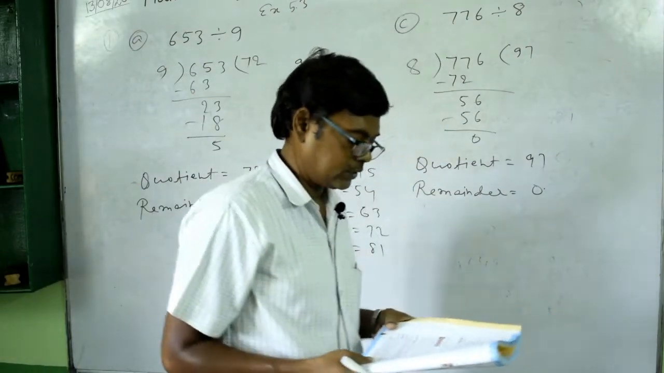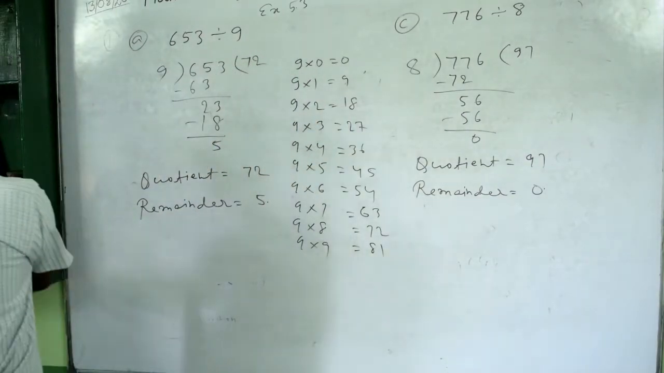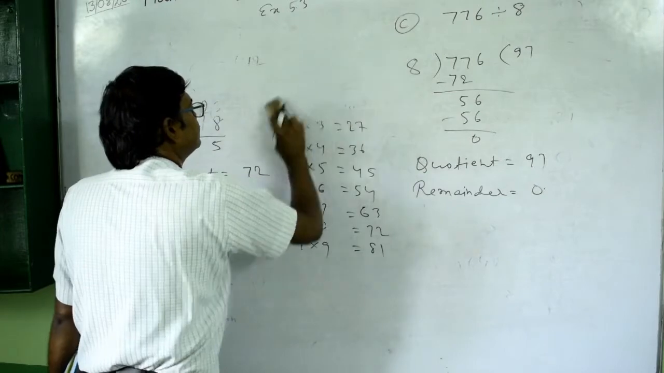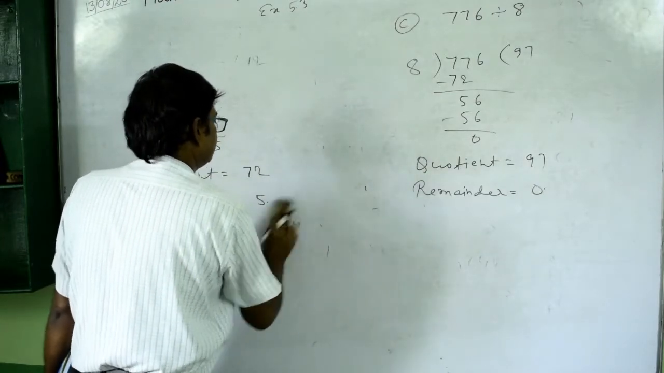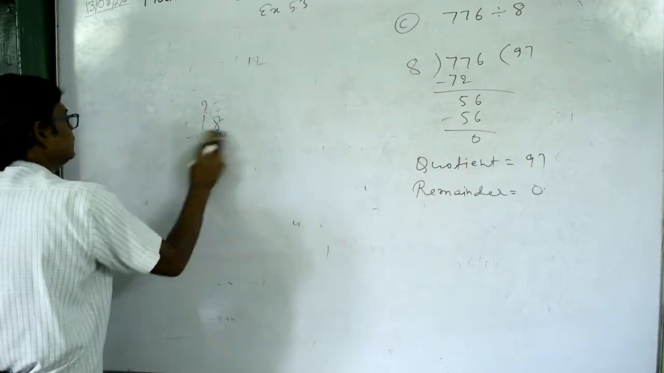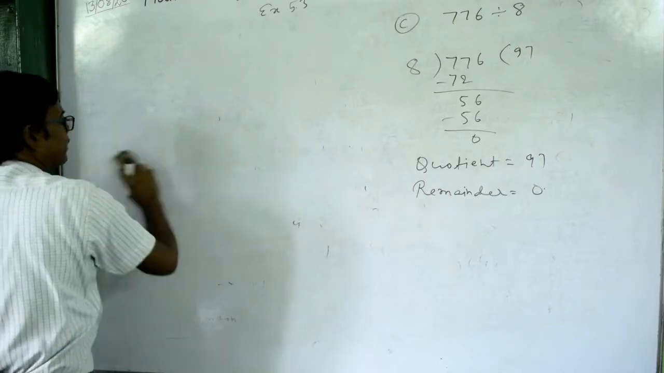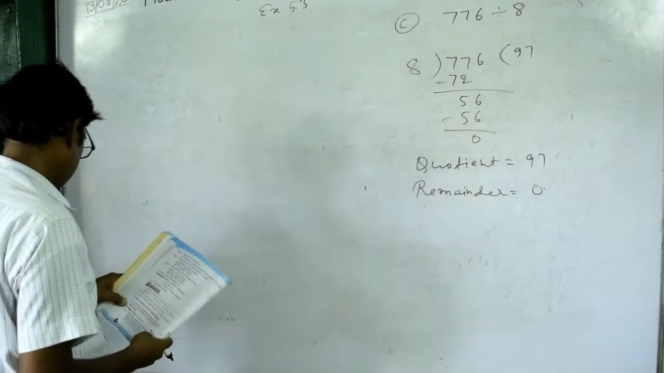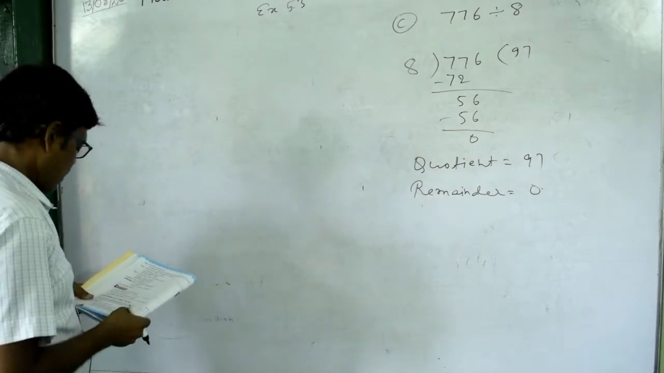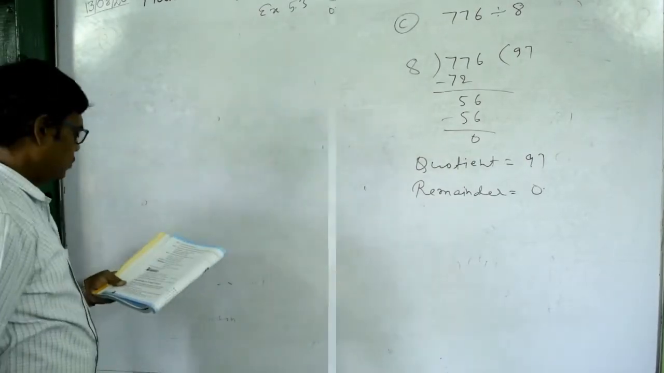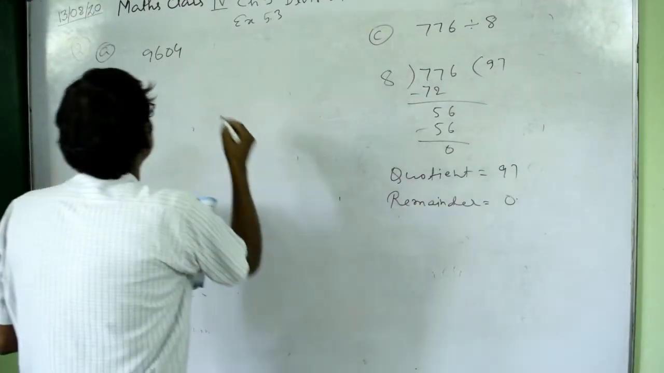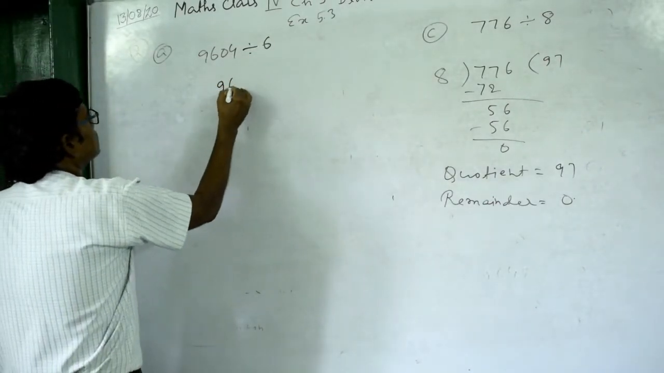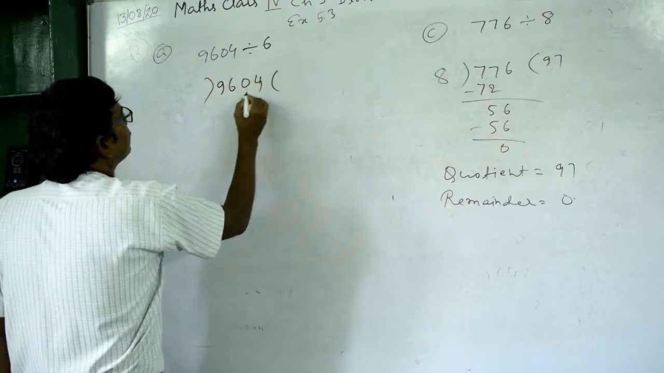Then question number 2, find the quotient and verify your answer. Okay, in this you have to find the answer and also verify the answer. Question number 2. Okay, so this is the question here, and divided by 6. So divide this and then verify. 9604 divided by 6.